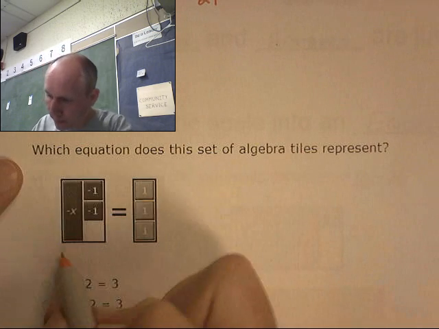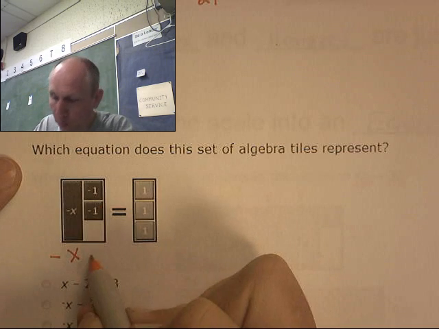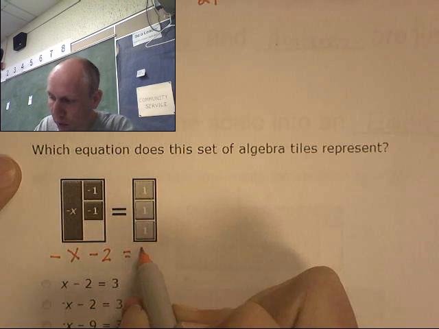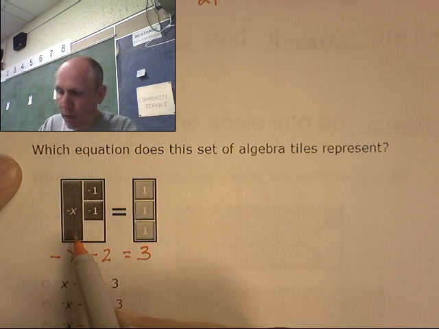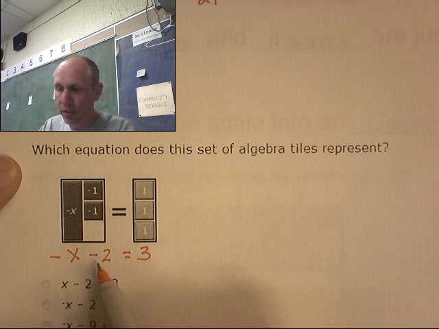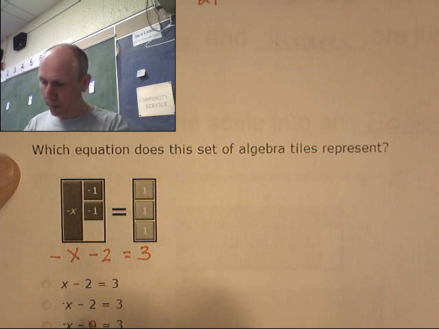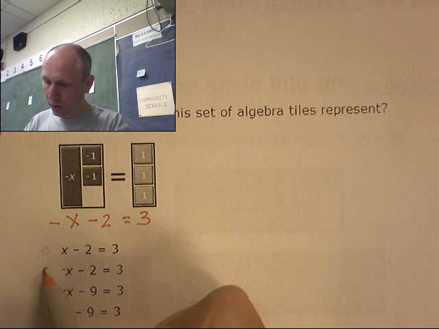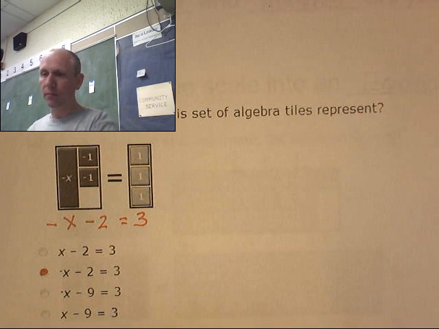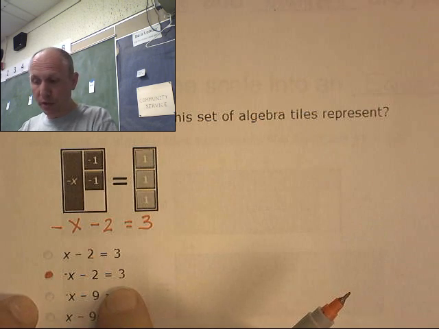Let's look at this. I have a negative x. I have a negative 1 and a negative 1. Well, that's a negative 2 equals, these are positives, 1, 2, 3 positives. I have a negative x block. I have a negative 1 block, a negative 1 block, so that's negative 2. And I have 1, 2, 3 positives. What's that match up with? Right here. Negative x minus 2 equals 3. So once again, we took the scale and we turned it into an equation.